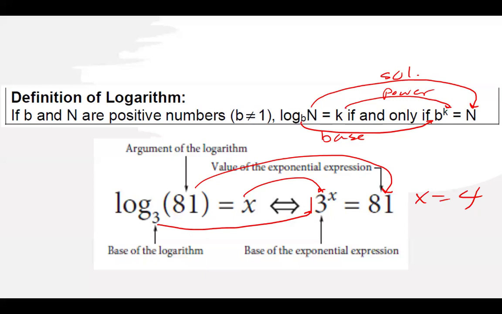Does that make sense? All right, I'm going to move on. Can I move on? No? Okay. Yes. It's interchangeable. It goes back and forth.